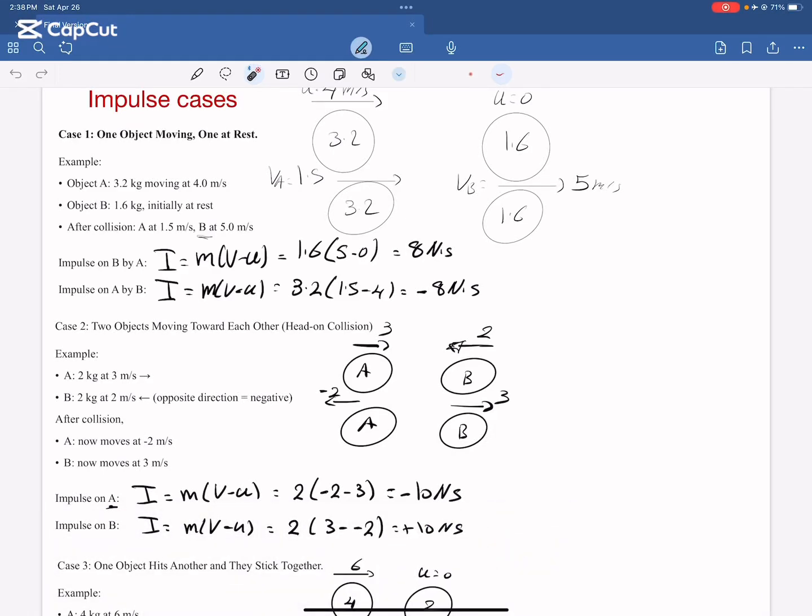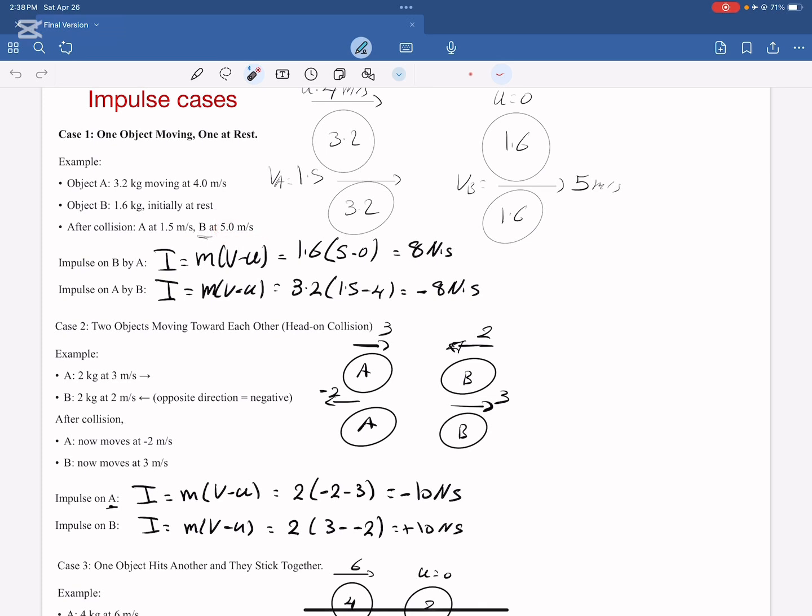Okay guys, so now we're going to talk about the impulse cases that you could have. For the first case, you have one object moving and the other is at rest, right? One is moving at the speed of 4 meters per second, it's got a mass, and another one with a mass of 1.6 but initially at rest. After the collision, one moves at 1.5 and the other is moving at 5.